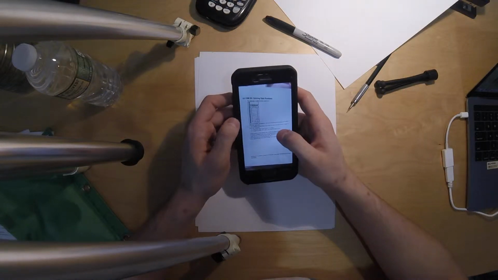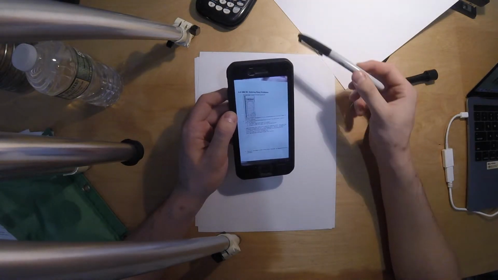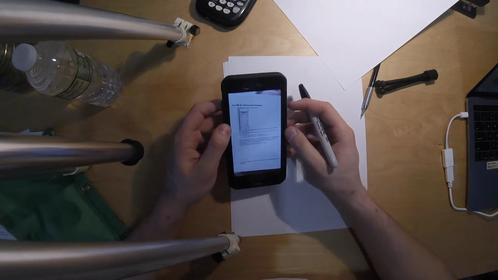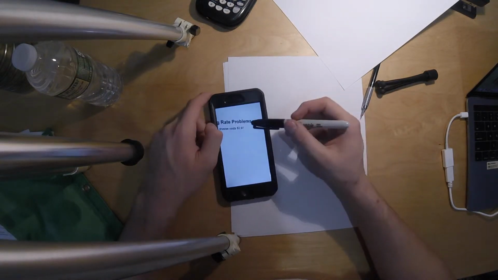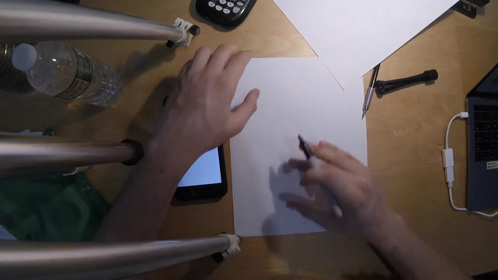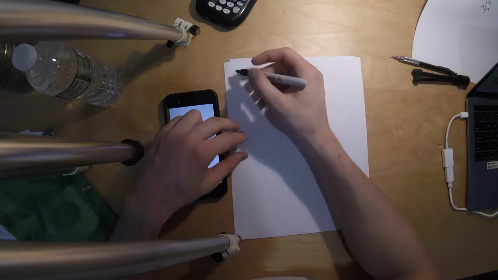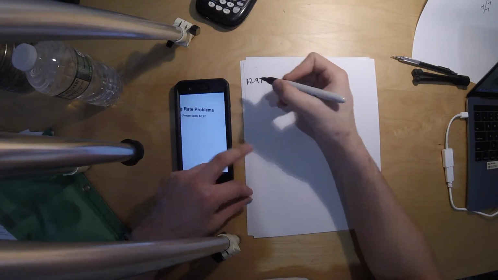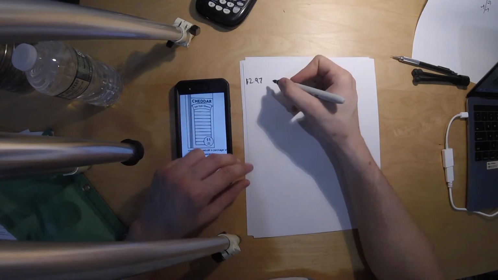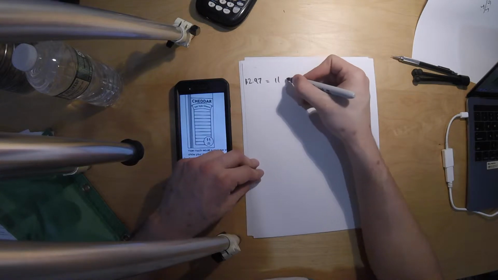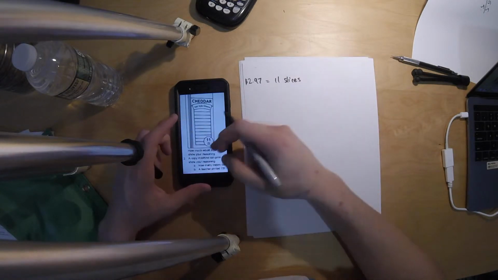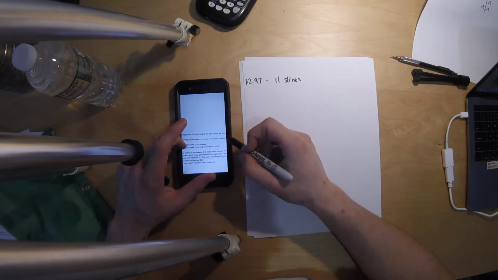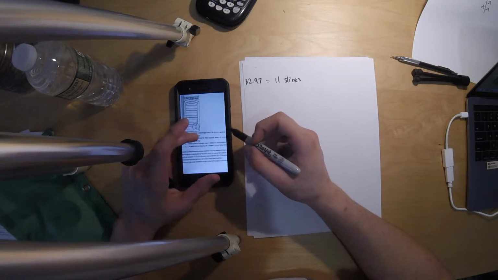Okay, I'm gonna do this first page, 6.6 homework 85, solving rate problems. The first one says this package of sliced cheese costs $2.97, and it's for 11 slices. How much would a package with 18 slices cost at the same price per slice?